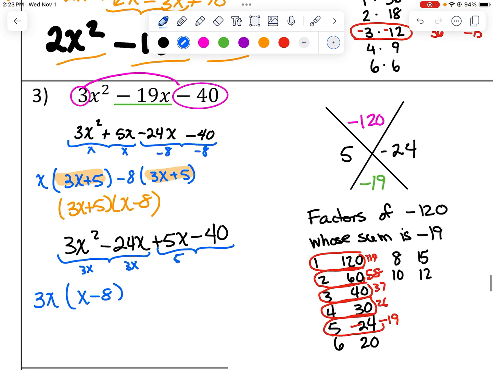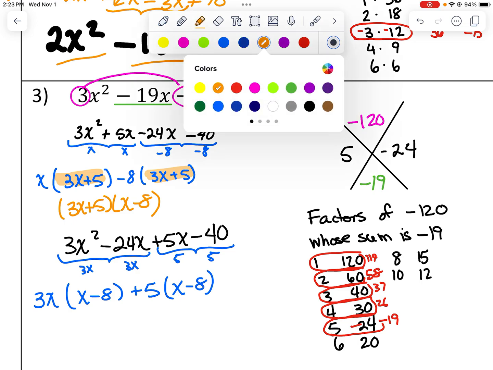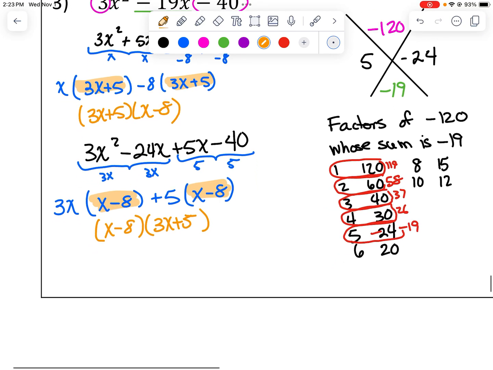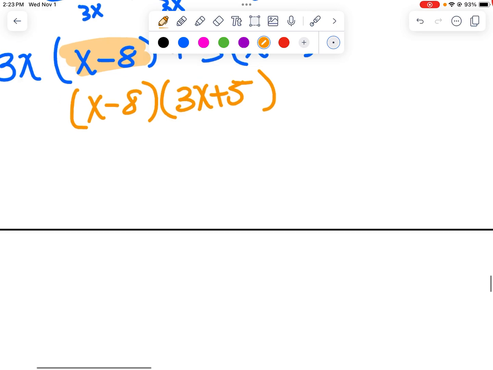The greatest common factor of 5x and 40 is 5. So 5 is the greatest common factor, leaving you with x minus 8. And then, voila, they both have in them, as a greatest common factor, x minus 8. And so if x minus 8 is the greatest common factor, you factor it out, and that leaves you with 3x plus 5. And remember, the whole idea here, friends, is that we get back what we started with.